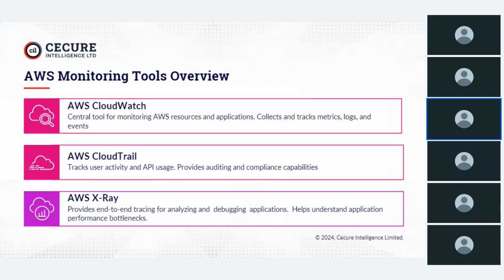Finally, for this presentation, we are looking at X-Ray, AWS X-Ray. It's a service that helps to provide end-to-end tracing for analyzing and debugging applications, right? It helps us to understand application performance bottlenecks. Next slide.